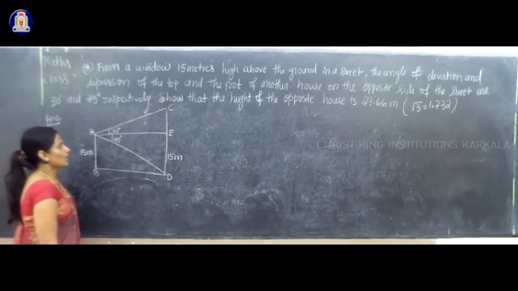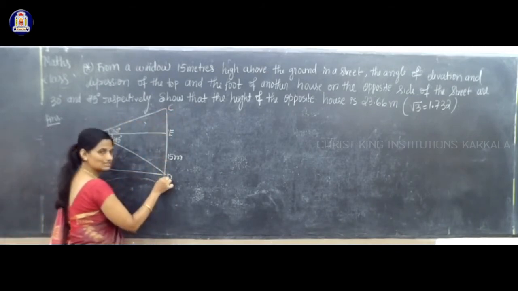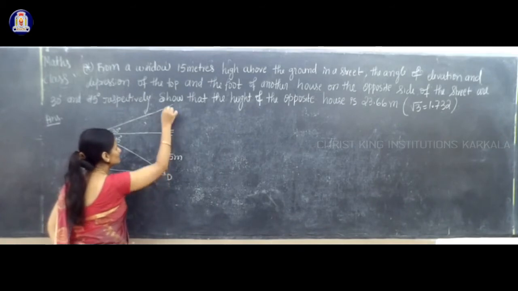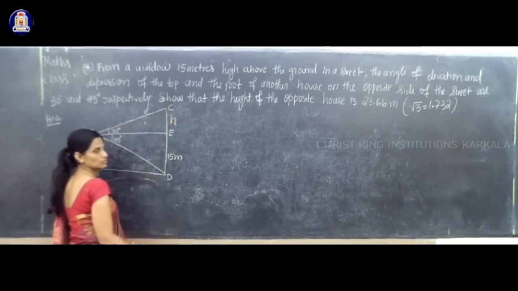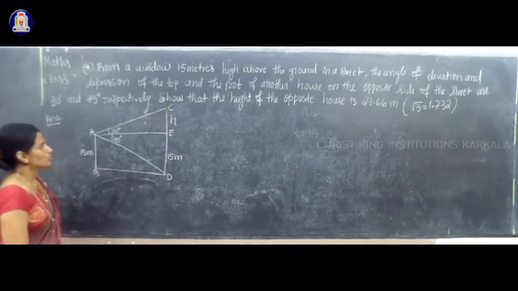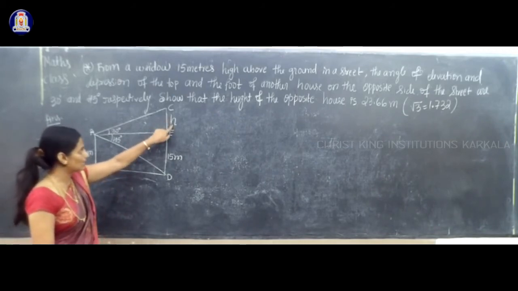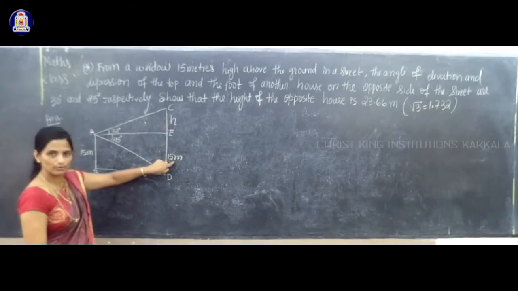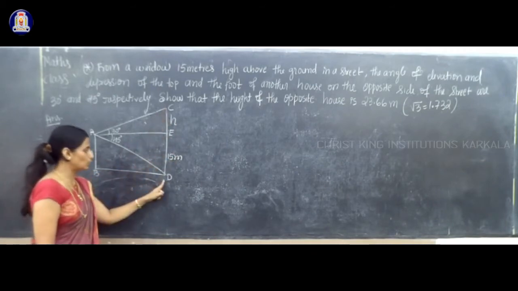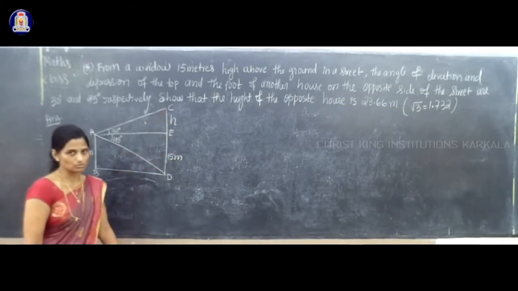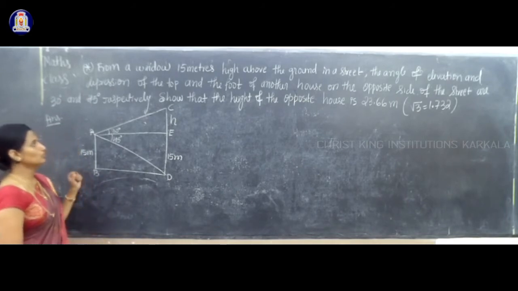Correct now? So I need the total height, that is CD. So I mark this CE as H. First find out what your H is. Next, add that H value to 15. So we will get the total height of the house. Okay. Now how to get that?